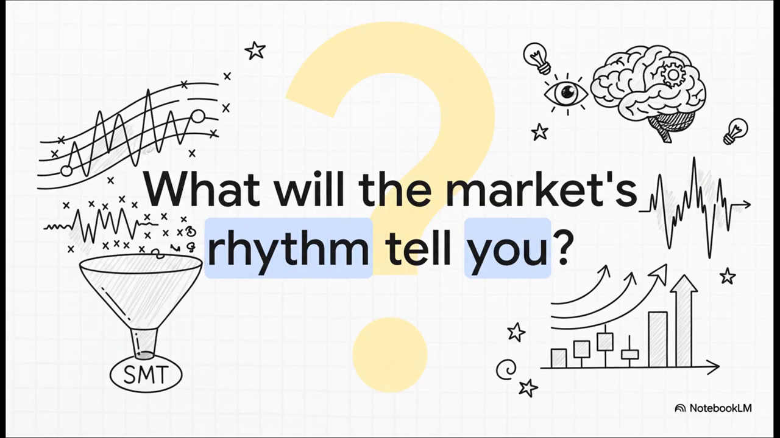So I'll just leave you with this question. The market has its own rhythm, but most people are way too busy chasing the noise to ever hear it. Smart money, they hear the rhythm first. So if you start using a tool like SMT to filter out some of that noise, what do you think the market's real rhythm will start to tell you?